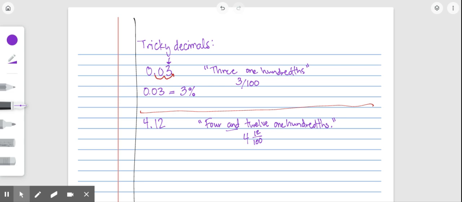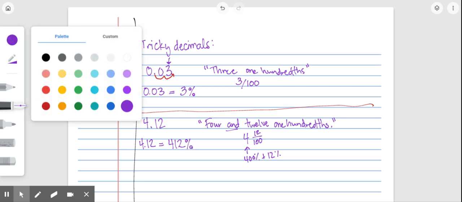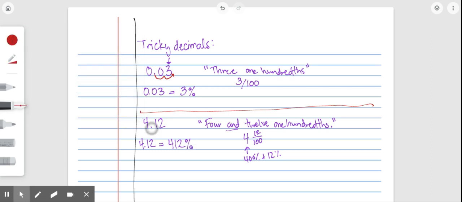This looks recognizable, you guys. When we have a whole number and a part of the fraction, this becomes 400%. 400%. Plus 12 out of 100 is 12%. So this is going to be 4 and 12 hundredths is the same as 412%. Okay. So just like before, what we do is we take that decimal and we move it 2 places to the right. And this becomes our new decimal spot.